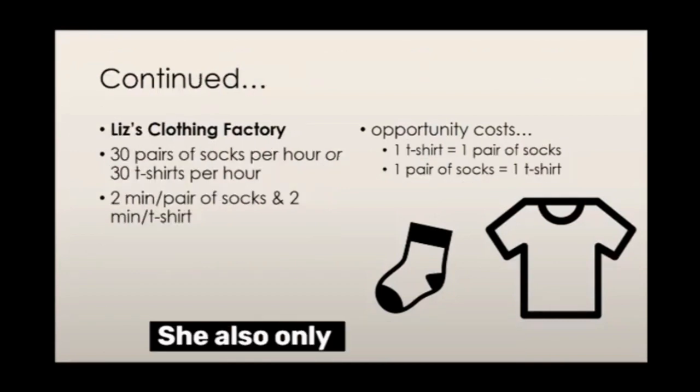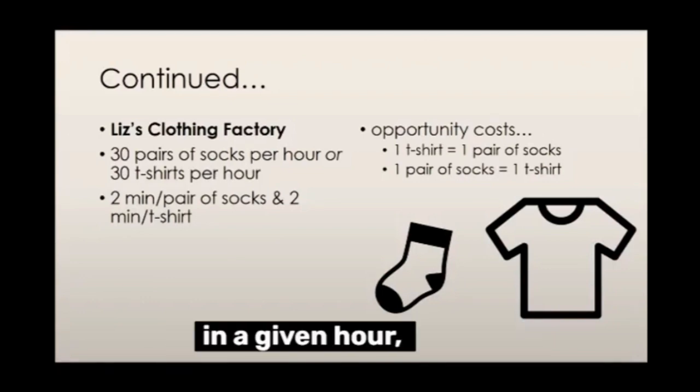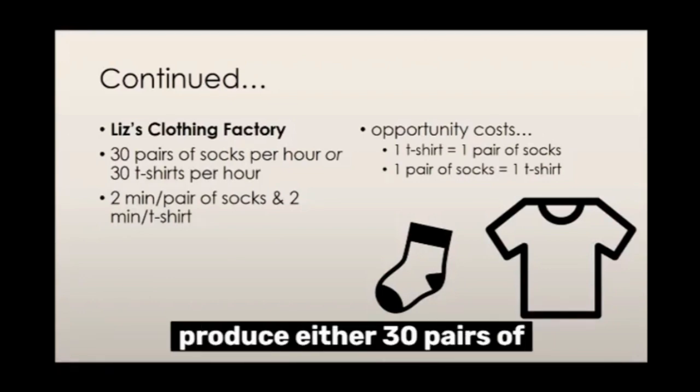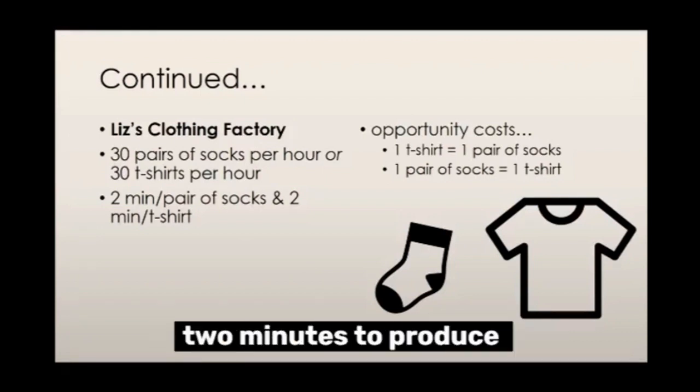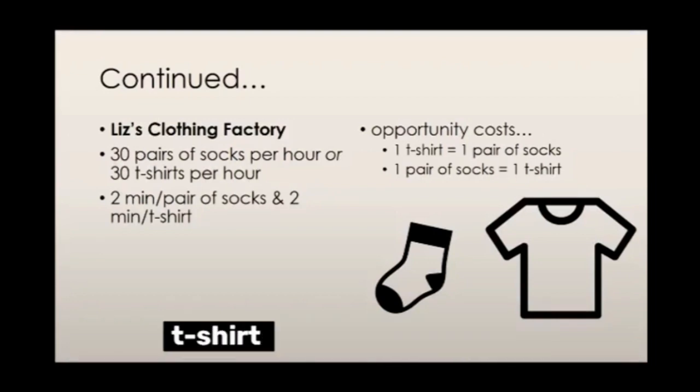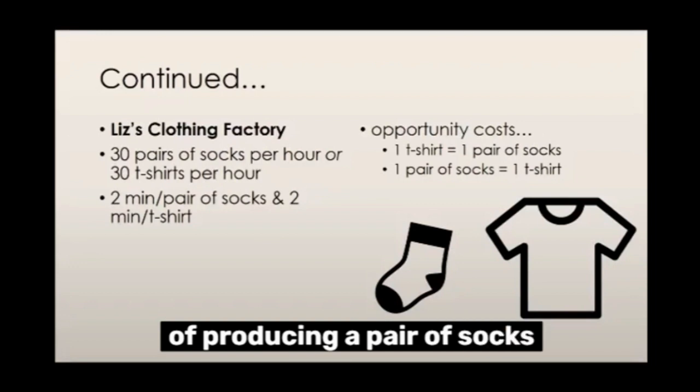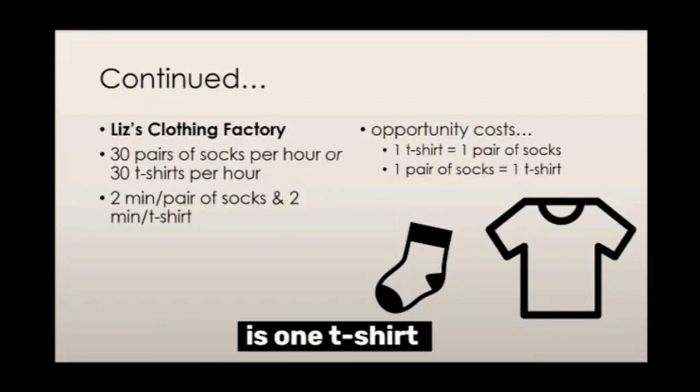Our second producer, Liz, also runs a clothing factory. She also only produces socks and t-shirts. The only difference is that in a given hour, Liz can produce either 30 pairs of socks or 30 t-shirts. Thus, she takes 2 minutes to produce a t-shirt and 2 minutes to produce a pair of socks. Thus, she could either use 2 minutes to produce 1 t-shirt or 1 pair of socks. Thus, her opportunity cost of producing a t-shirt is a pair of socks, and her opportunity cost of producing a pair of socks is 1 t-shirt.